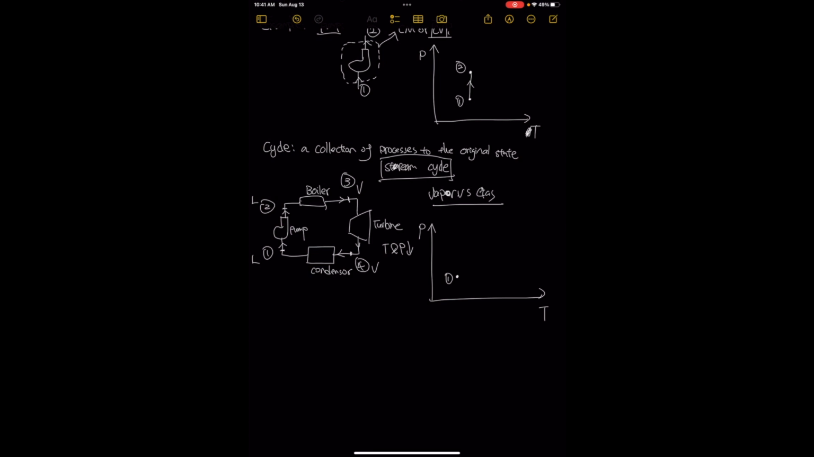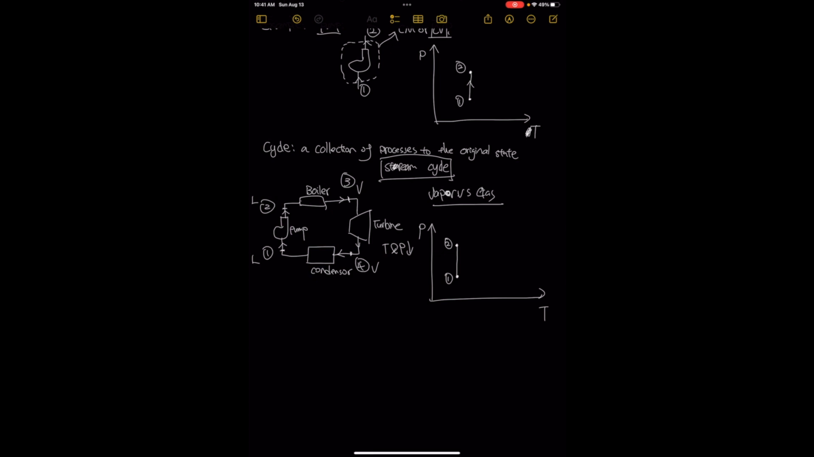We have the liquid water at state number 1, and let's just think about going from 1 to 2, right? We know the pressure increases, and we assume the temperature doesn't really change that much. So the pressure increases, the temperature didn't change.